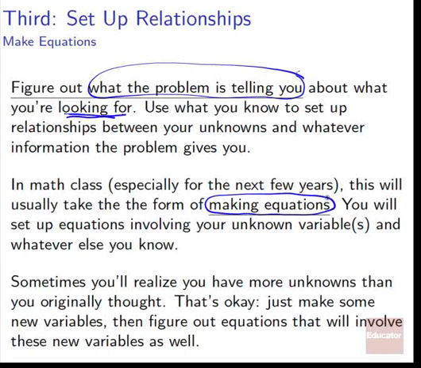Sometimes, as you're working on these equations, you'll realize you have more unknowns than you originally thought. That's perfectly fine. Just make up new variables at this point. You realize, oh, to use this idea, I need to also have this new variable introduced. Hop back to step number 2, make a new variable, write down what it means, and then plug it into the equation where it's going to go. Figure out the equations that will involve that new variable that you realize you need to use.